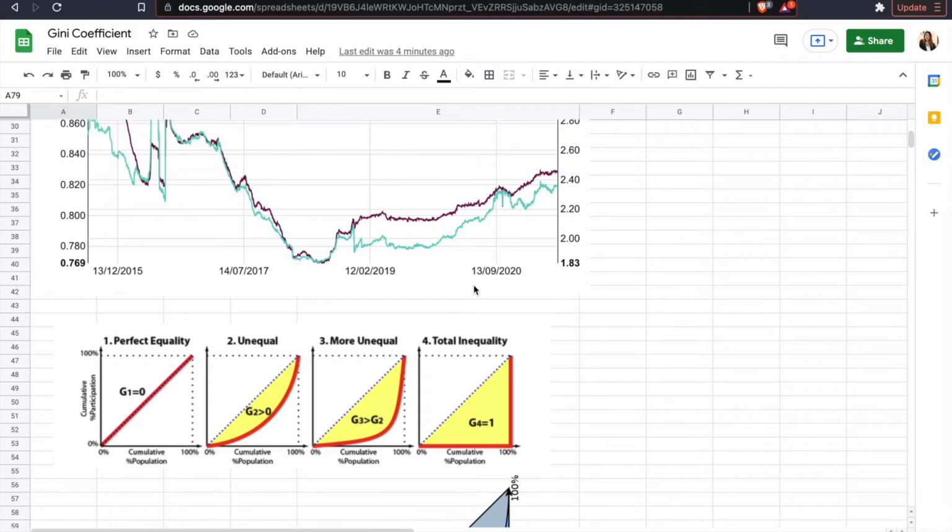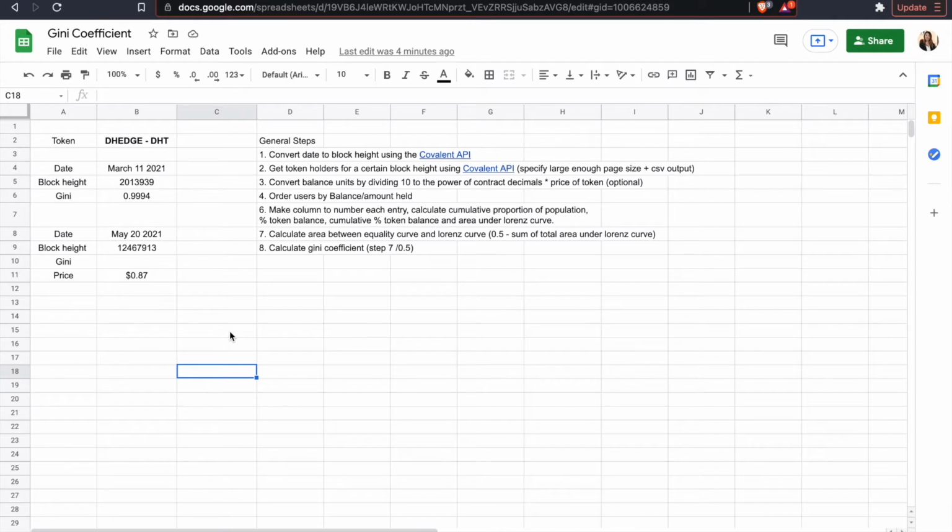So let's now get into the API. To get started, you need to decide which token you want to look at and at what point in time. For me, I'm going to look at DHEDGE today on May 20, 2021. I previously calculated the Gini coefficient on March 11, and now I want to do the same for May 2021. The reason for that is because I know they ran a pool 2 during this time period.